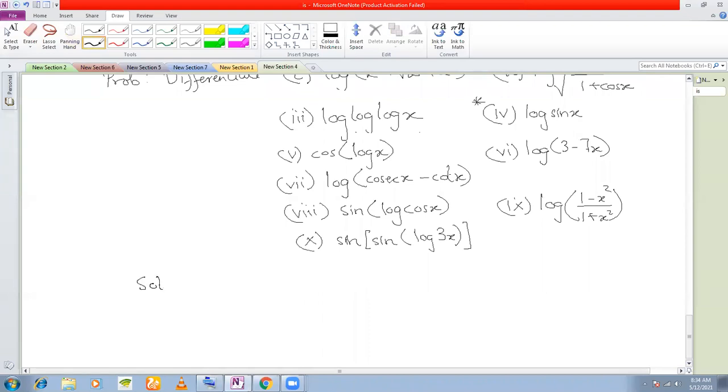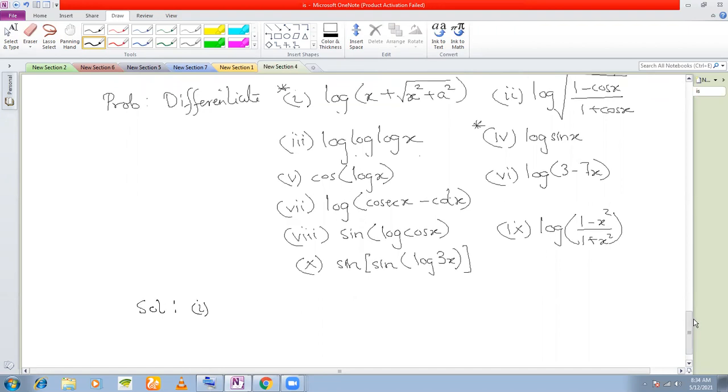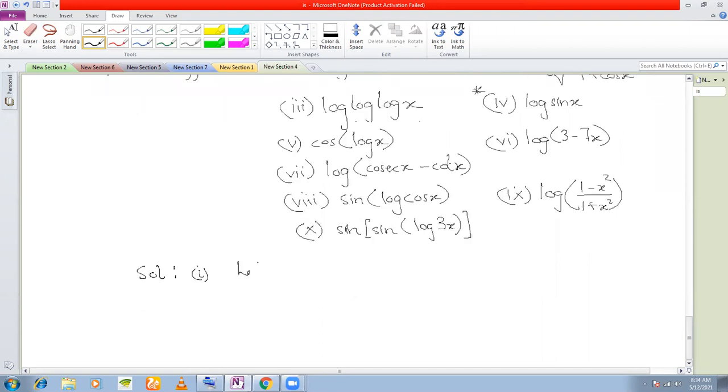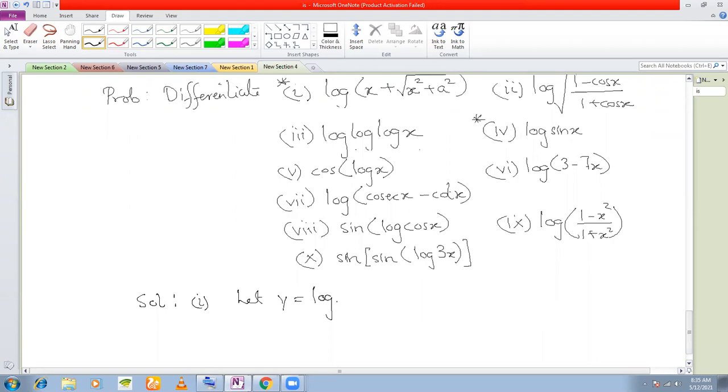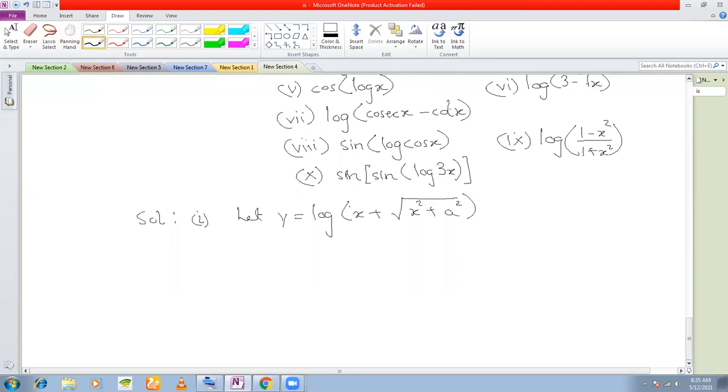Let us see. First one. You have log of x plus root of x square plus a square. So let me start by saying that y is equal to log of x plus root x square plus a square. How to differentiate this? Now you see there is a log here, and inside the log you have another function, right? So you differentiate by composite function or chain rule. So therefore dy/dx will be, first you differentiate because log is the main function here. So you differentiate log first.